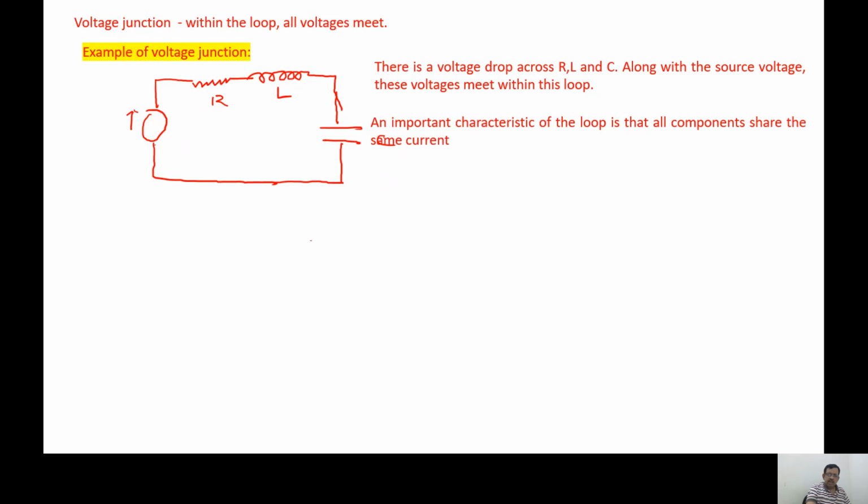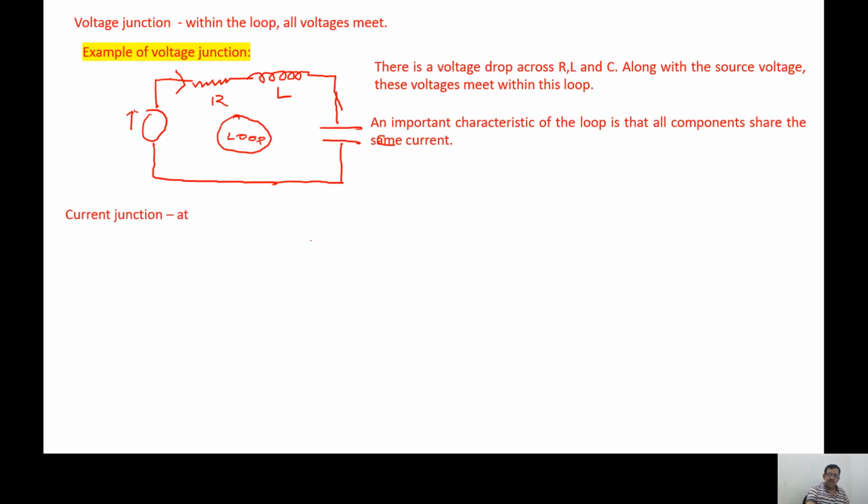An important characteristic you can see clearly is that they share the same current. That is the main thing. They share the same current, and all voltages meet within this loop. This is a loop. Often we say, let us analyze the loop. What they mean is a part of a circuit; if it is a closed path, you call it a loop. That is the example of a voltage junction.